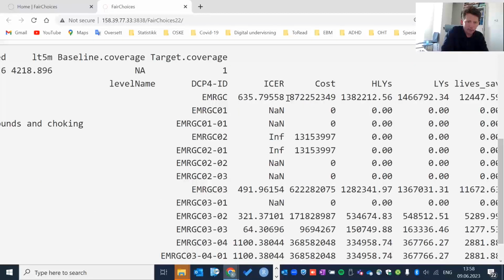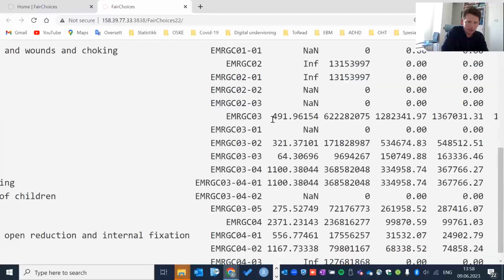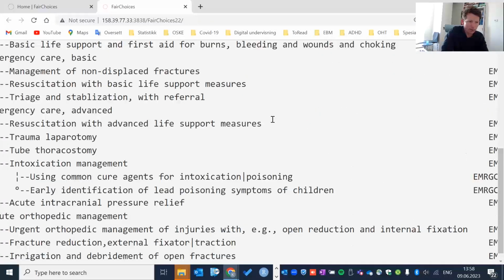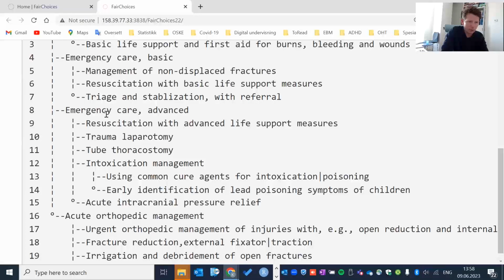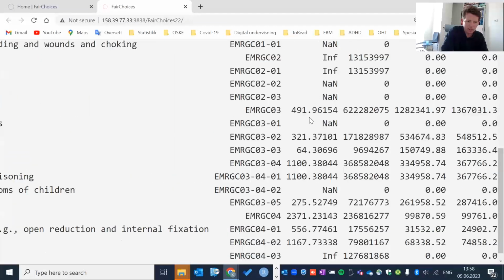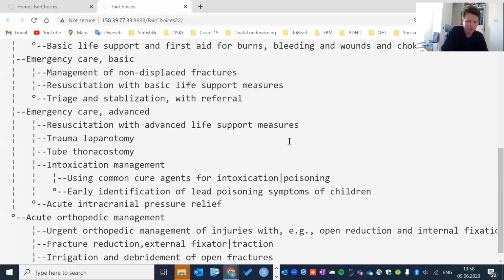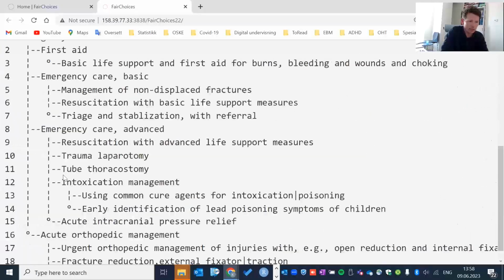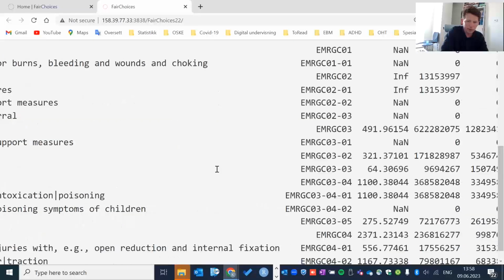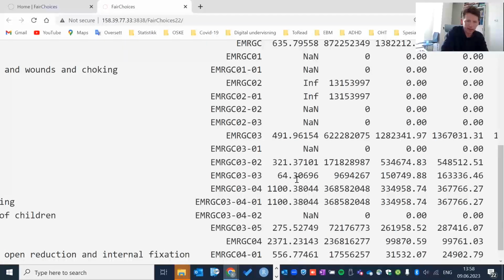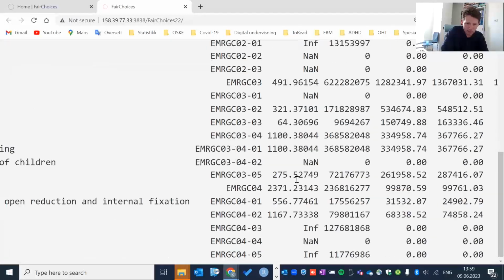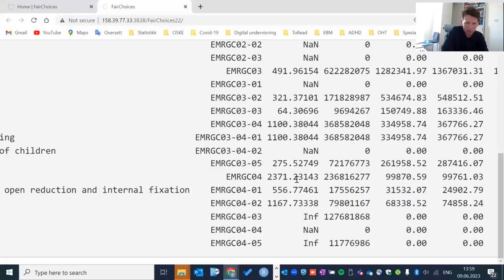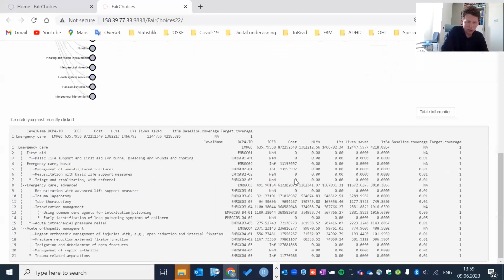But then you can get more detailed information for other packages as well. Emergency care advanced has an ICER of 491.96. And within this cluster, it seems like this intervention is the most cost effective, and that is the tube thoracostomy. That has a cost effectiveness ratio of 64.3. So if you want to change priorities according to the cost effectiveness, you would best do that in the league table.